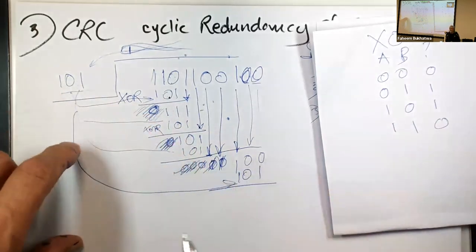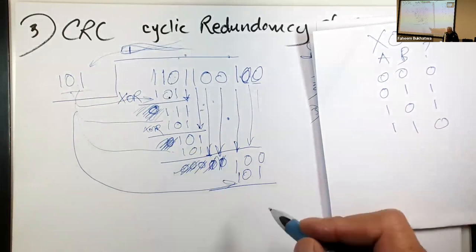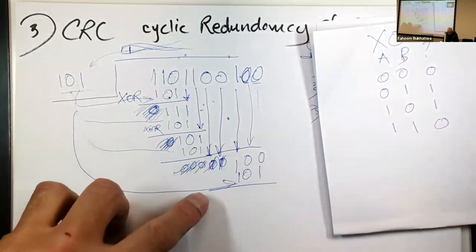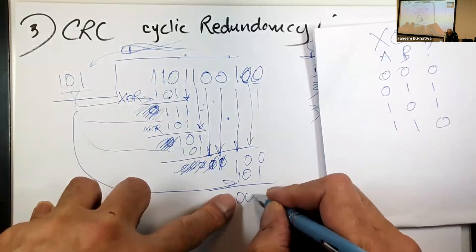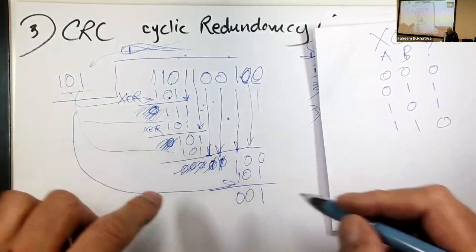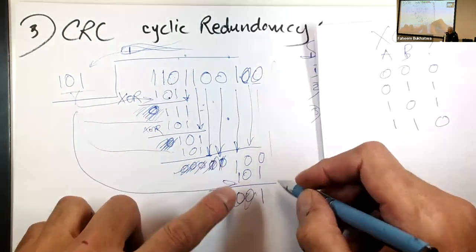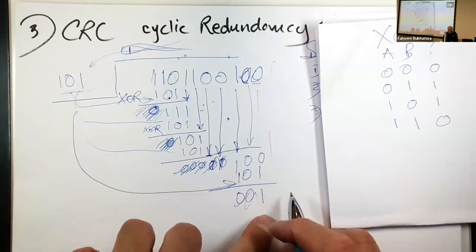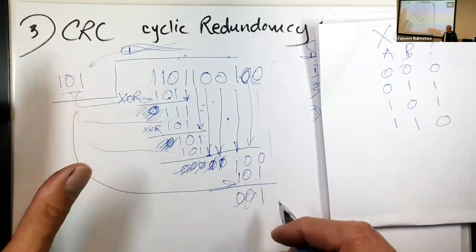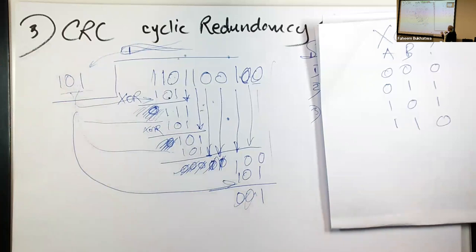Once we have 3 bits, what's the result here? 0, 0, 1. And that's it. No more bits to bring down. We don't have 3 bits, or as many bits to continue. The operation is finished. So dividing that number by that generator gave us a remainder of 0, 0, 1.